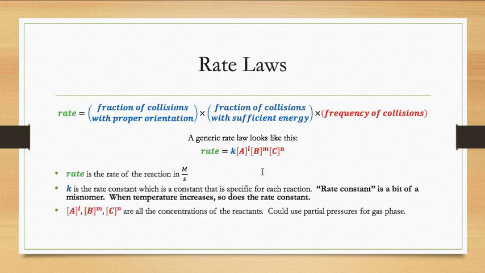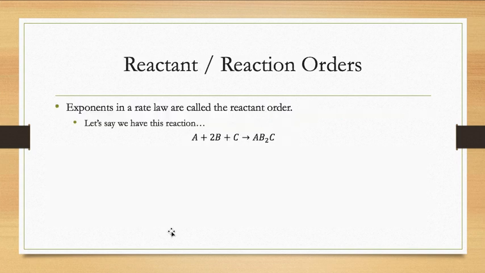And the concentrations of A to the L, these are all the concentrations of the reactants. We could use partial pressures if we were talking about a gas as well. And these L, M, and N, these exponents, are called the orders of each of those reactants. So the exponents are called orders, and let's say we have a reaction.